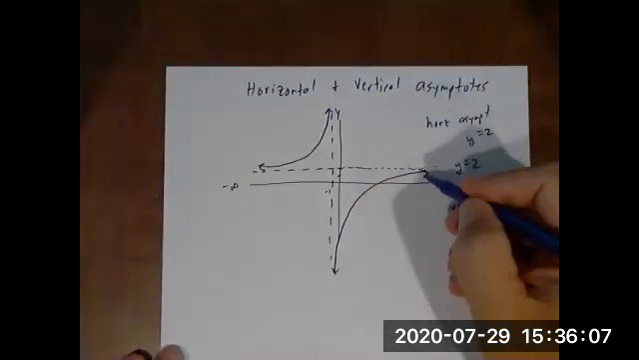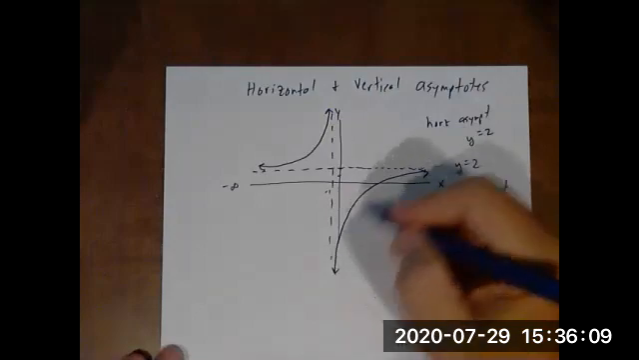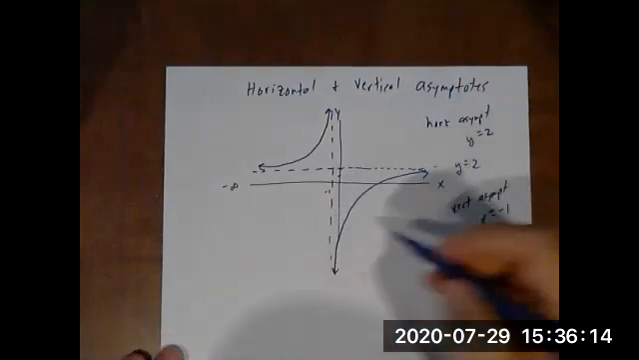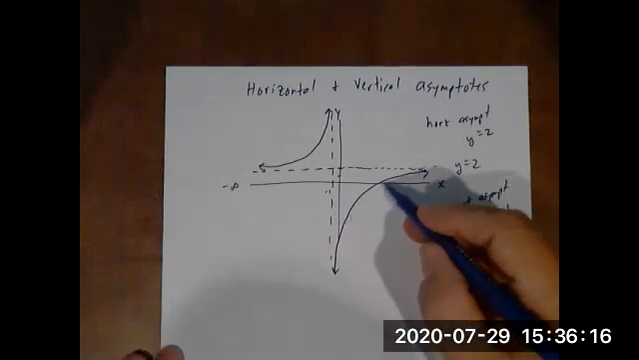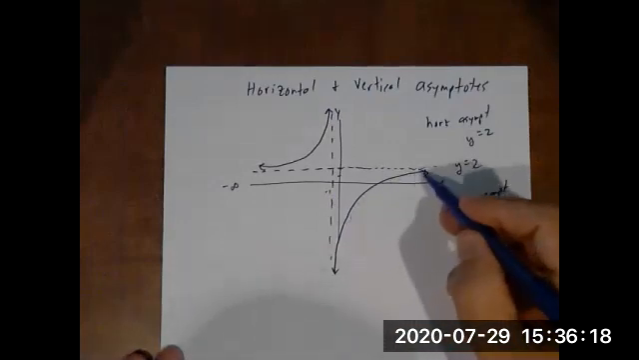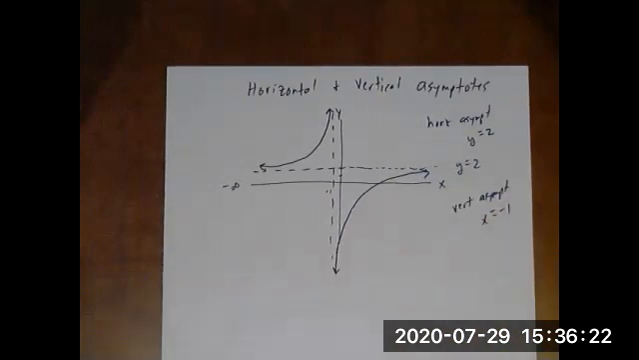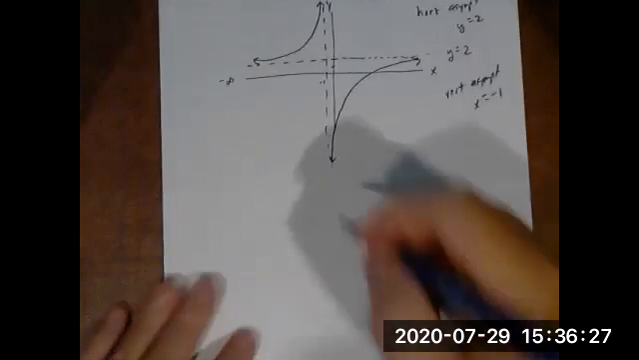And the same way down here. As you go down, the graph gets very close to the asymptote, but it's never ever going to touch it. And as my x gets larger and larger, the graph gets very close to the asymptote, but never touches it. So this is how, let me draw one more example.